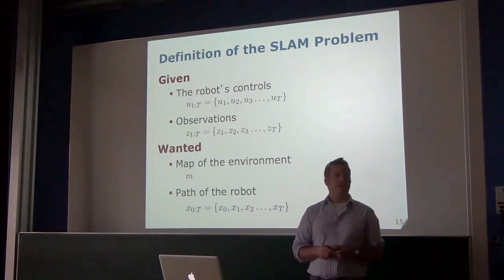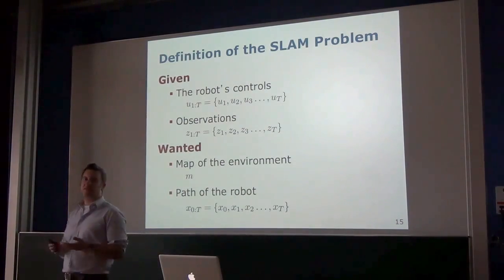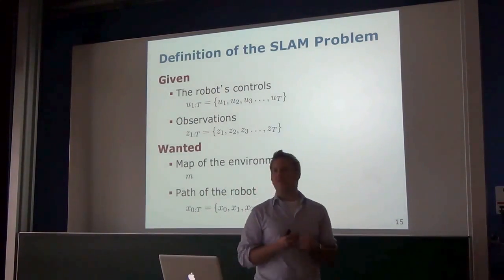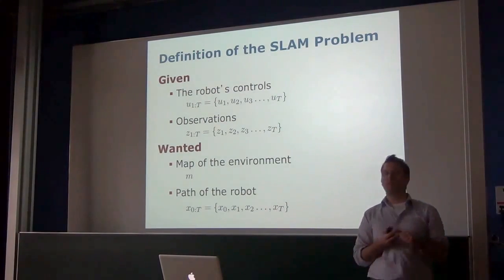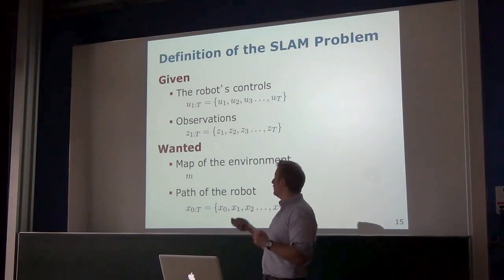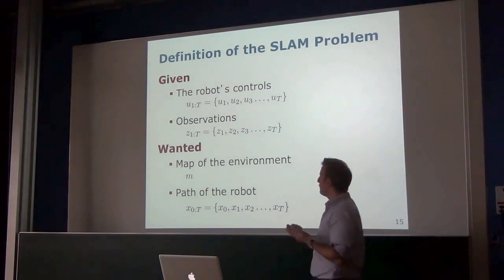Okay, so then we can continue here and look a bit more in detail into the SLAM problem. So what is the SLAM problem? I roughly said so far we want to estimate the positions of the robot and the map of the environment. We put that a little bit more into mathematical terms. So what is given? What do we have?